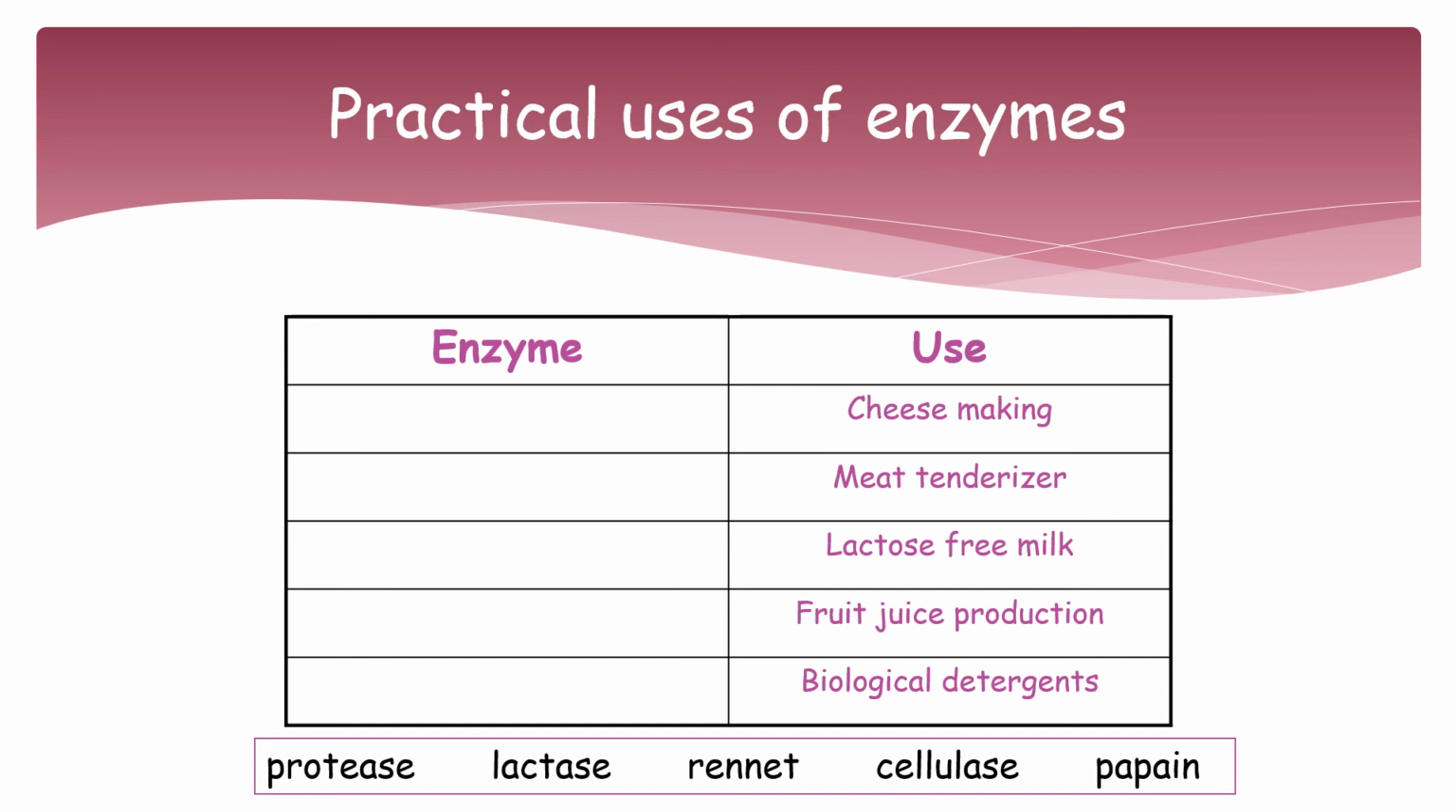So from that, you should be able to answer what enzymes and what uses they have. So practical uses of enzymes: cheese making would be your rennet. Your meat tenderizing would be your papain. Your lactose-free milk would be your lactase. Your fruit juice production would be your cellulase, and your biological detergent would be your protease. So well done if you got that all correct.